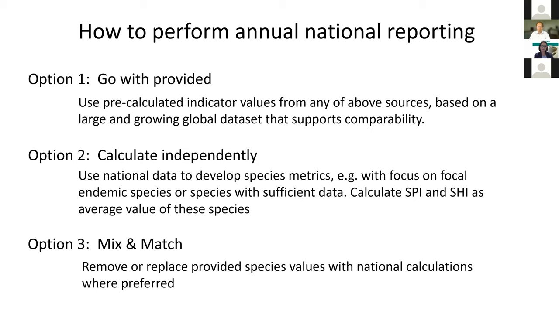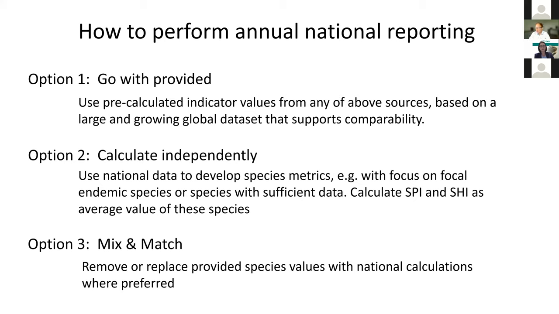So you can go with these provided values, using the pre-calculated indicator values from any of the above sources. Through that you actually get really good comparability across countries. And there's always a value to those pre-calculated metrics because they offer this comparability across countries. But you can also calculate these two indicators entirely independently. So you can use national data to develop these species metrics, and we'll hear later from Colombia, for example, about how they're doing that. You might focus on endemic species or species for which you have particularly good data.